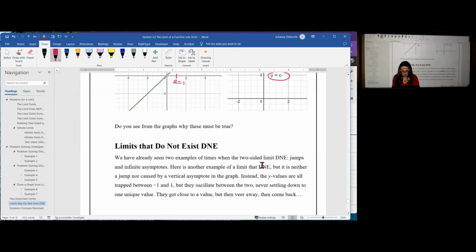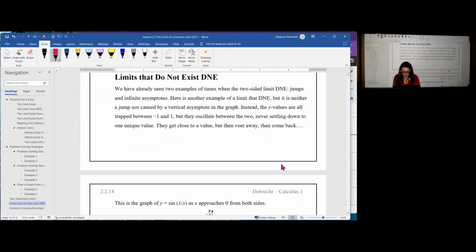Now we want to take a look at one other type of graph. We've looked at jumps and we've looked at vertical asymptotes where the limits go to infinity, negative infinity, or 1 up, 1 down. But there are other occasions when a limit does not exist other than the jump and the infinite asymptote. This is primarily caused by oscillation.